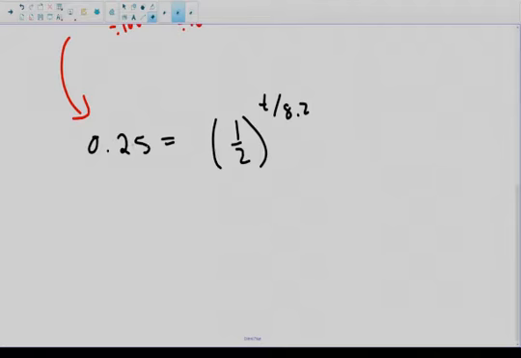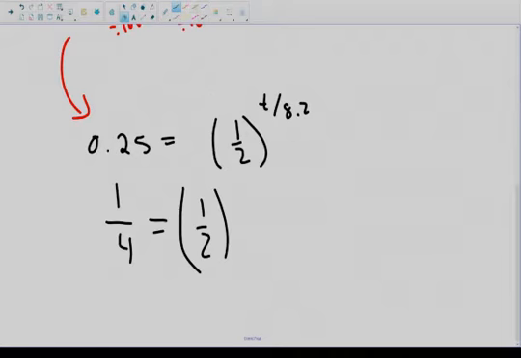Now, I'm going to do one thing, though. I am going to write this as a fraction, and there's a reason for that. Oops, wrong color. So 0.25 is 1/4. And just for fun, I'm going to go back to my sheep. Okay, so I'm replacing the t over 8.2 by my sheep that I've used in the past.